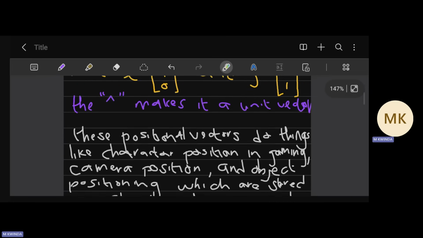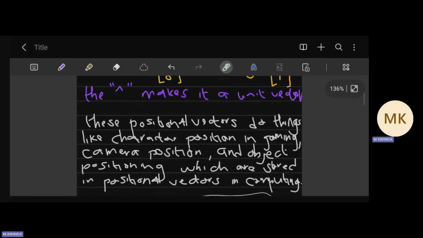I have a little side note here that positional vectors do things like character positioning when you're thinking of gaming, or camera position. When you think of how to lay your camera, sometimes there's a line to show you whether your phone is positioned straight, or sometimes you can have grid positions to know where you want to be. So sometimes you can have object positions. All of these are basically stored in positional vectors. When you're doing computing, you would understand what I'm talking about.